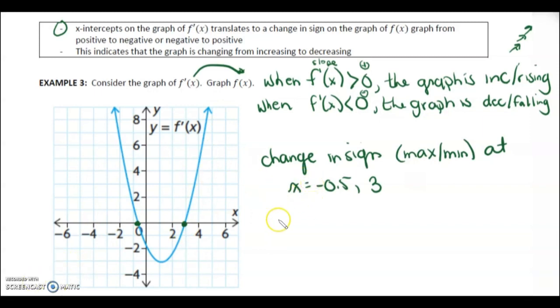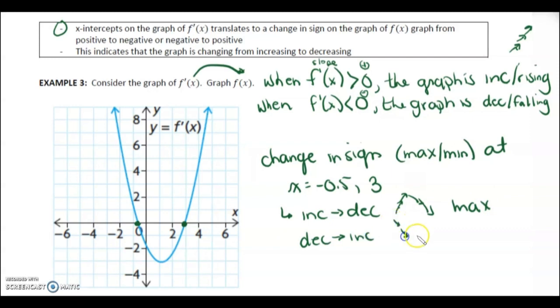Just throwing this out there, if we're going from increasing to decreasing, that means we're going up first and then we're going down. There's going to be a max. And if we're going from decreasing, so going down first, to increasing, what that means is that we're going to have a minimum.